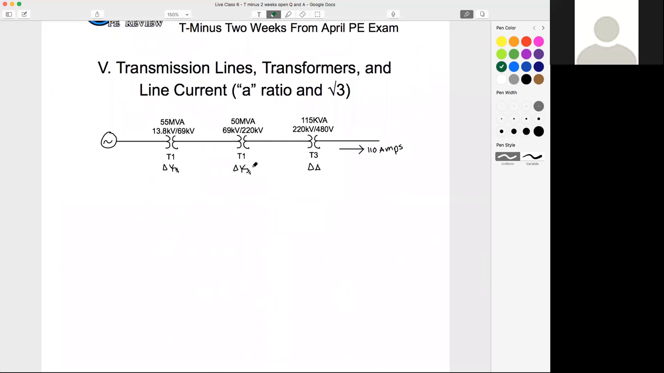Transmission lines, transformers, and line current using our A ratio and the square root of 3. So this is still catching a few of you, so I want to make sure we talk about it. This is actually really simple. Okay, let's say we've got a generator that's feeding a load that's drawing 110 amps, and in between that load and our generator are 3 transformers. For the sake of simplicity, we are going to neglect or ignore any other load. In an ideal world, which of course doesn't exist, we're only concerned with this generator and our 3 transformers.